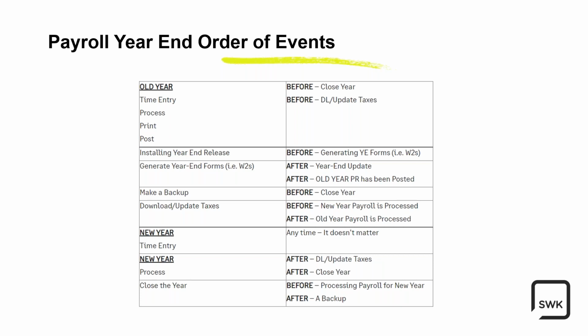So people could be putting time entry in if that's how you do it, but you just want to make sure not to process that time until after you have closed the prior year and you've applied the new tax updates. And then you can continue moving on. And then after you close that year in Sage 100, you can process the payroll for the new year.